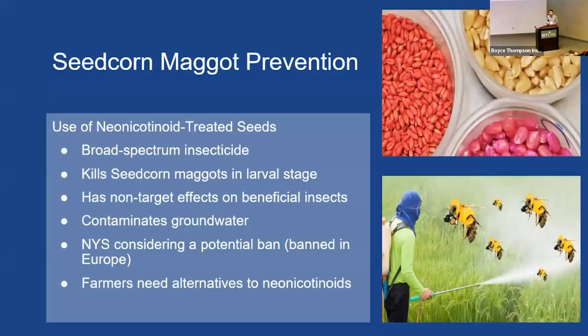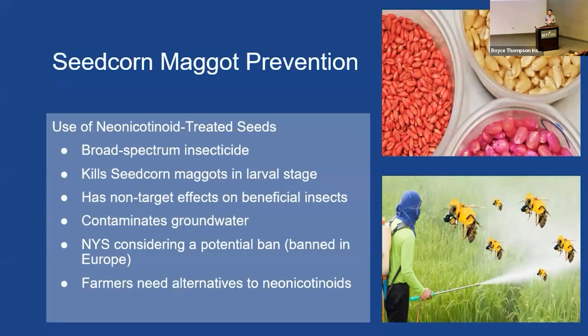Okay, so let's talk about seedcorn maggot prevention. What has historically been done to prevent seedcorn maggot infestations? Well, usually farmers have used neonicotinoid treated seeds. Now, neonicotinoids are a broad spectrum insecticide, and they kill seedcorn maggots in the larval stage. So they eat the seeds treated with the pesticide, and some of those are pictured above. They're color-coded to show that they've been treated with pesticide. And they eat it, and it's toxic to them, and they die.